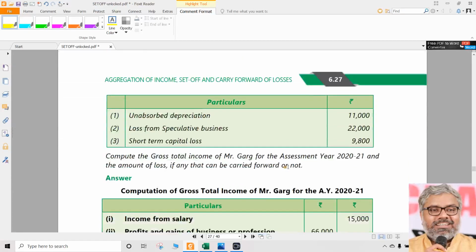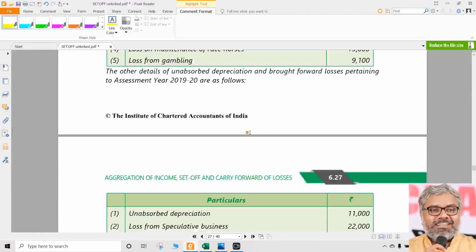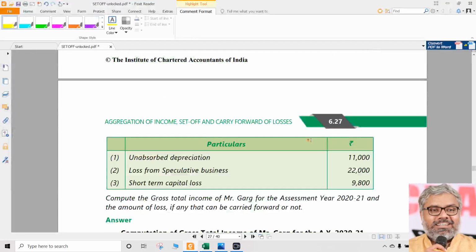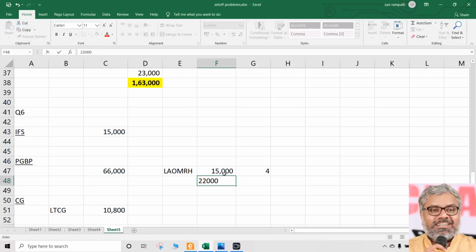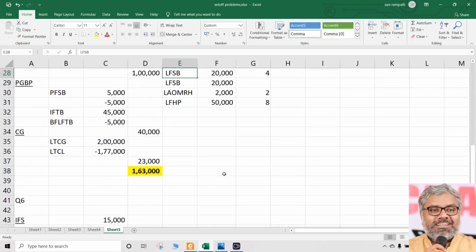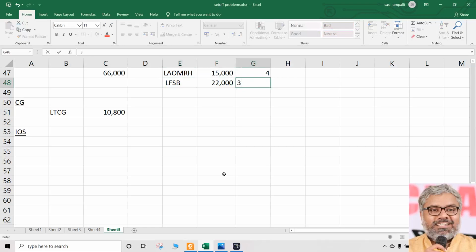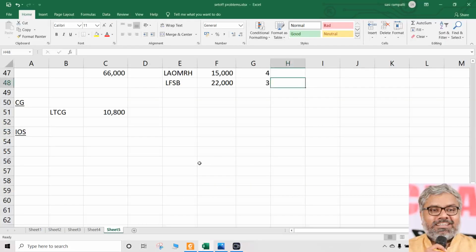And the other details of unabsorbed depreciation and brought forward losses pertaining to the last year, that is assessment year 2019-20, are also given below. There is an unabsorbed depreciation of 11,000 and a loss from speculative business of 22,000. Is there any income from speculative business in this year? No. When there is no income from speculative business, the brought forward loss from speculative business can in no way be set off. So it has to be carried forward. Of course, since it relates to last year and this year is finished, it can be carried forward only for 3 more years.